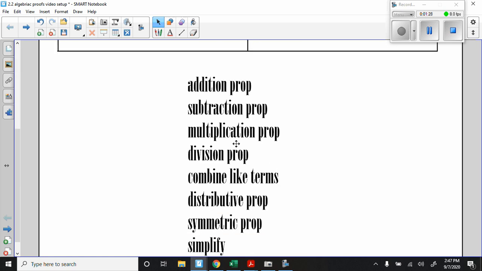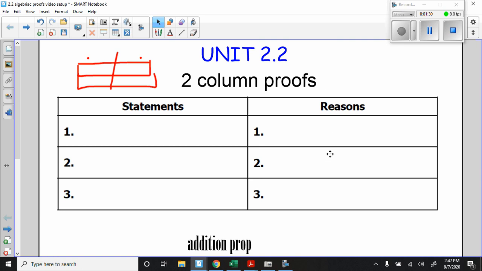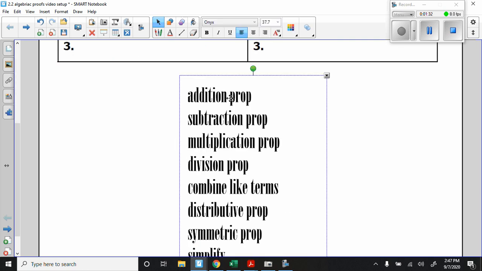And here are some properties that we're going to be putting in the reason statement. So addition property of equality. I'm just going to say addition prop because we don't have to write it all out. Addition property of equality is our easiest one to see. It means to add to both sides. The subtraction property of equality we'll call subtraction prop. It means to subtract from both sides. The multiplication prop, multiply both sides. Division, divide both sides.